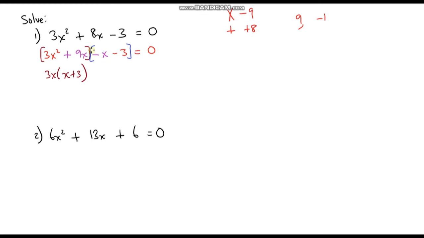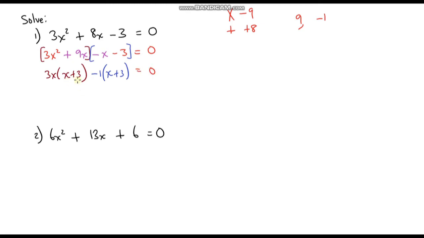And now if I focus on the blue, what can I factor out? Well, I can factor out a negative 1. And then in my brackets, I'm going to be left with x plus 3. Negative 1 multiplied by x is negative x. Negative 1 multiplied by 3 is negative 3. And of course, all of that equals 0.